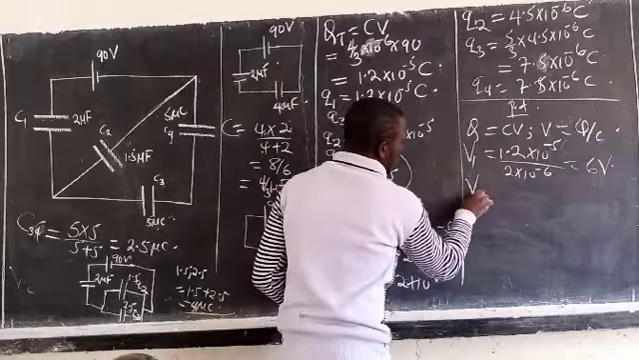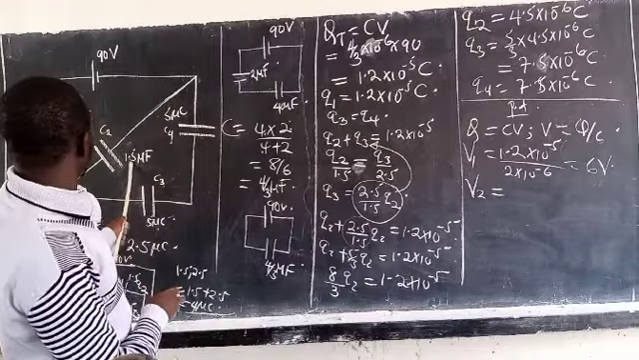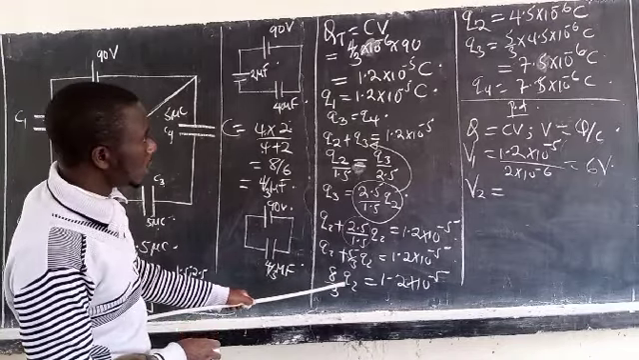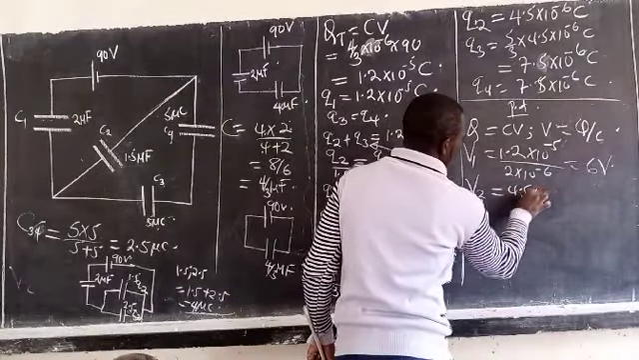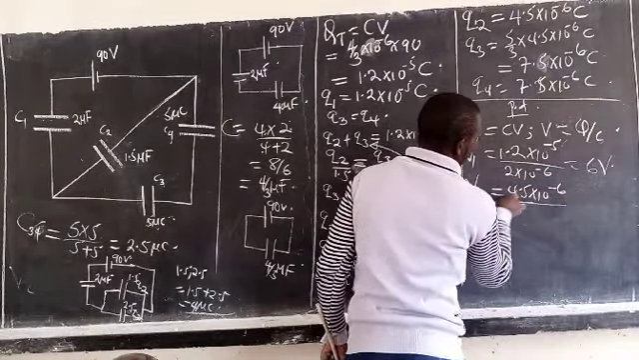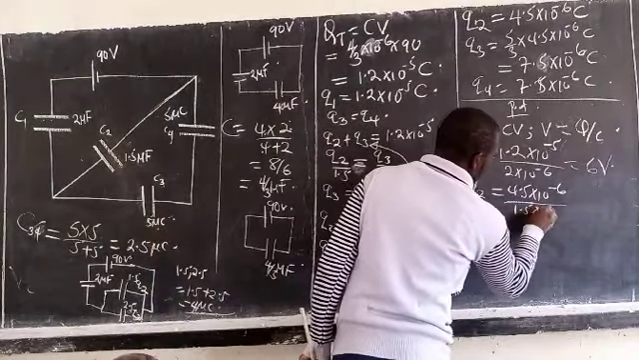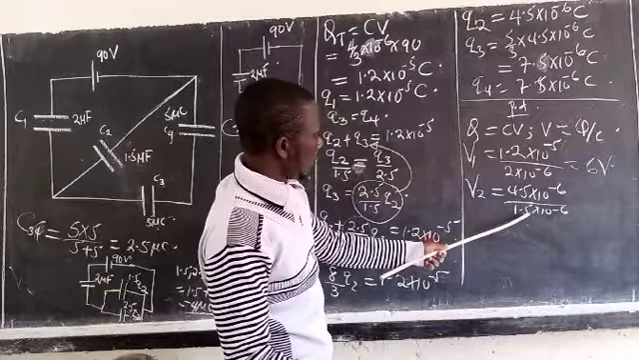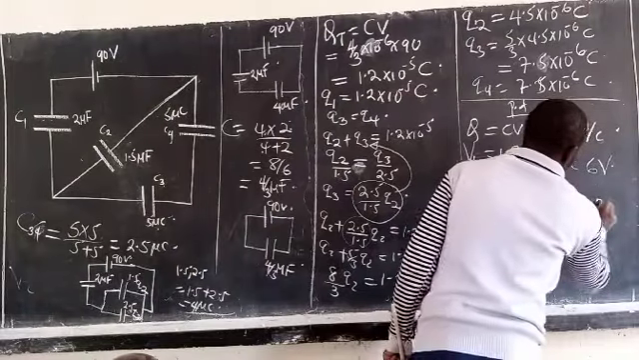V2 is Q2 out of C2. The Q2, we have it. The Q2 is 4.5 exponent -6, and C2 is 1.5 exponent -6. Ideally, 4.5 out of 1.5 should give you 3 volts.